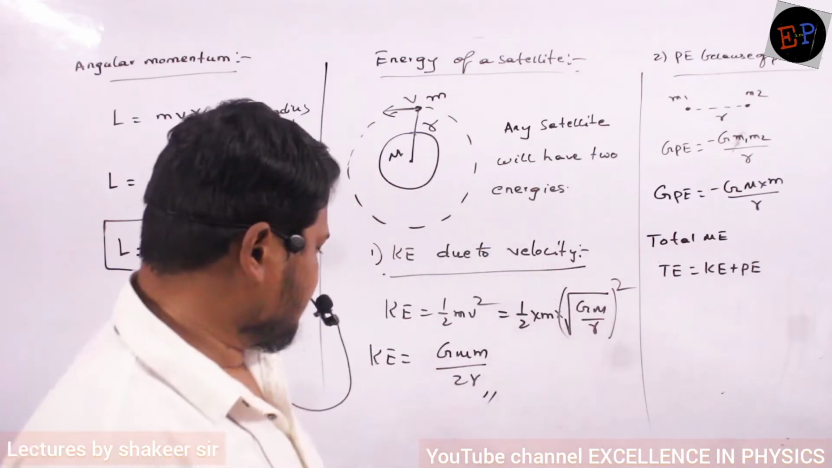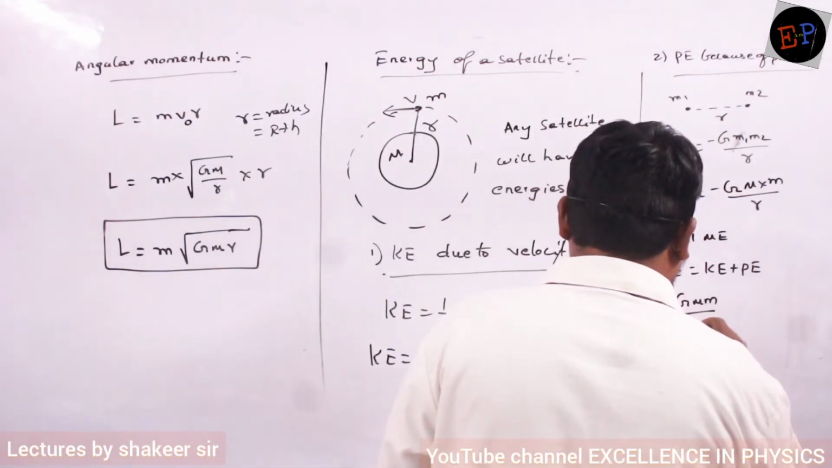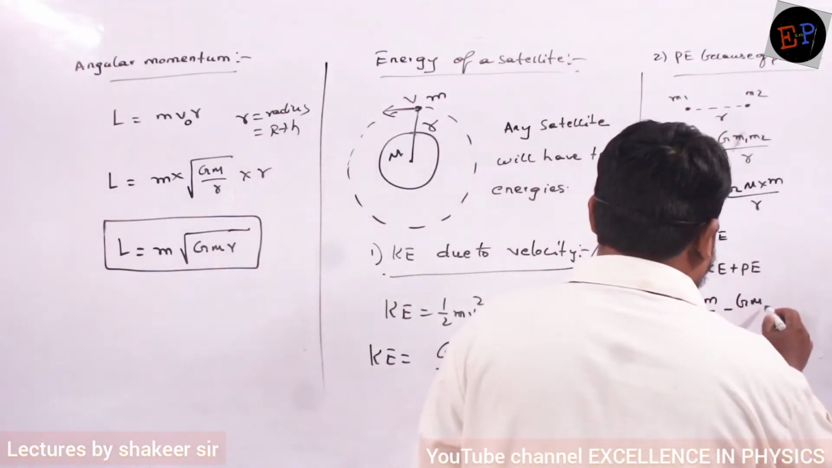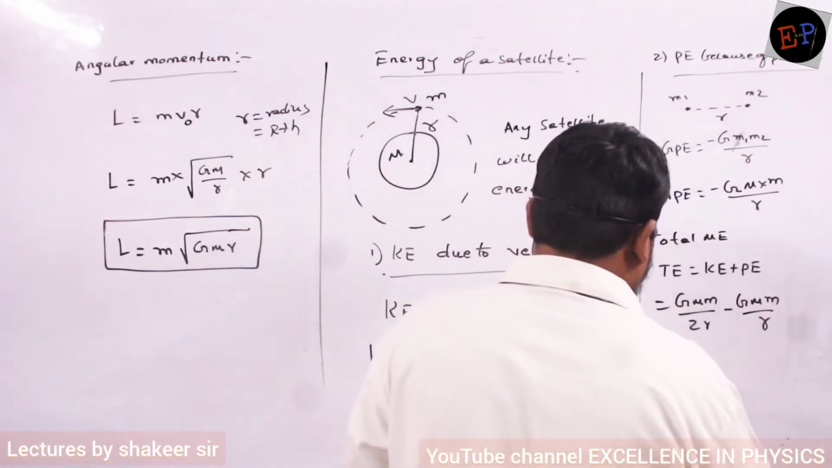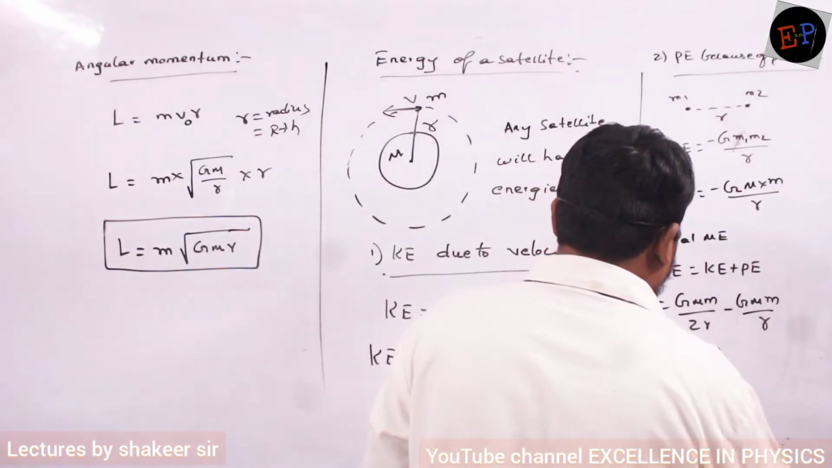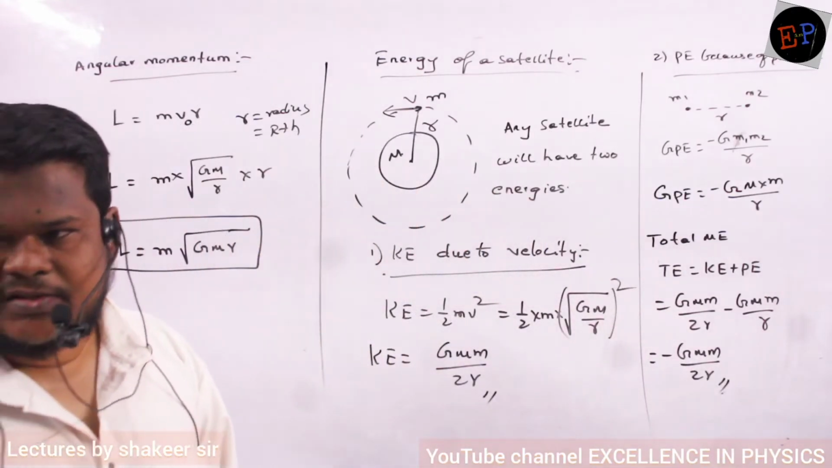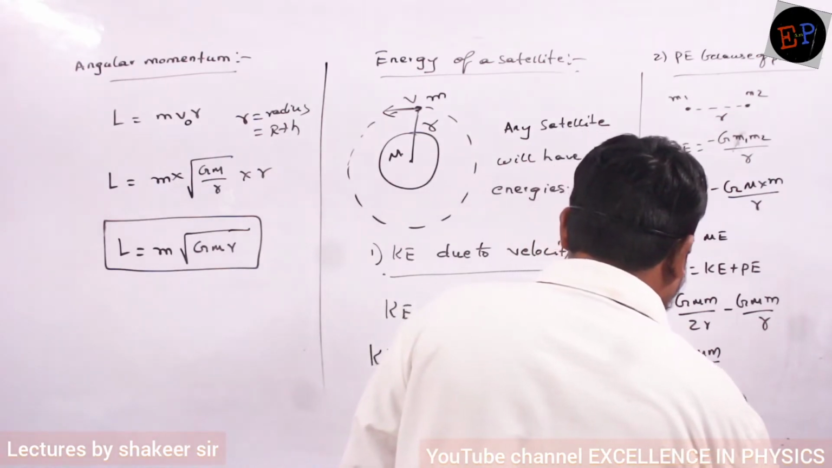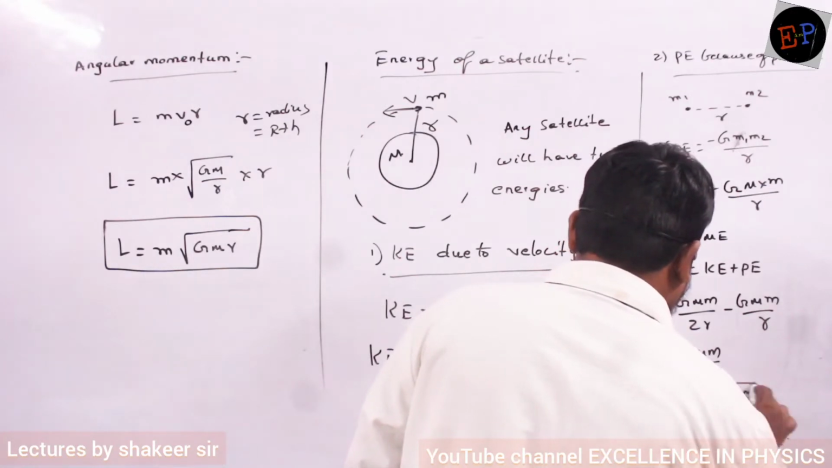So what is the kinetic energy I got? Kinetic energy is equal to G capital M into small m divided by 2R. And what is the potential energy? Minus G capital M into small m divided by R. So if you add them, I will get minus G M m divided by 2R. That is the equation for total energy. Total energy is equal to minus G small m into capital M divided by 2R. This is the relation.